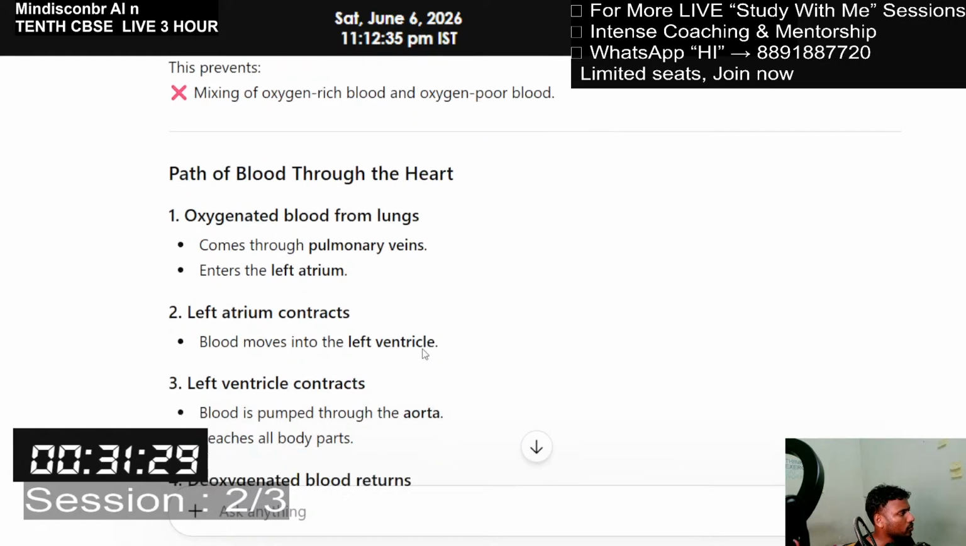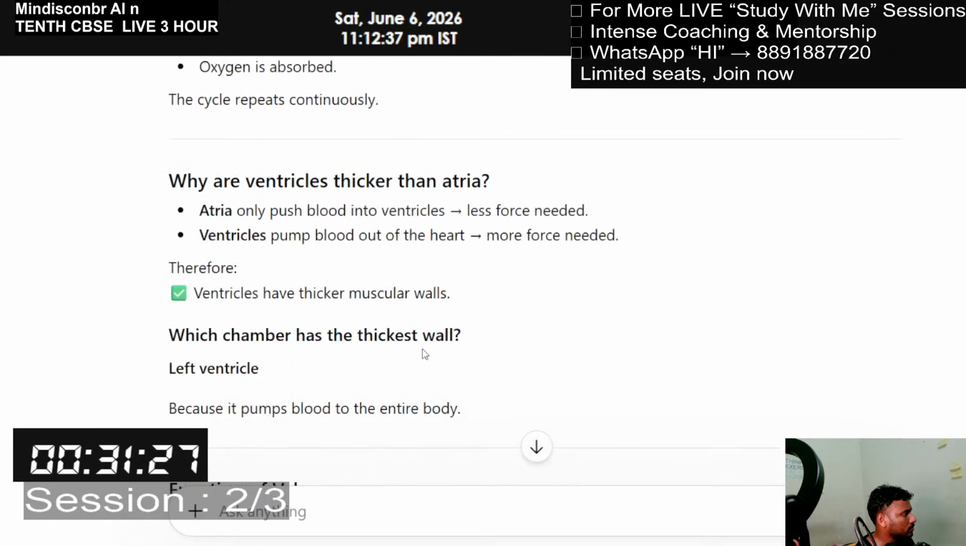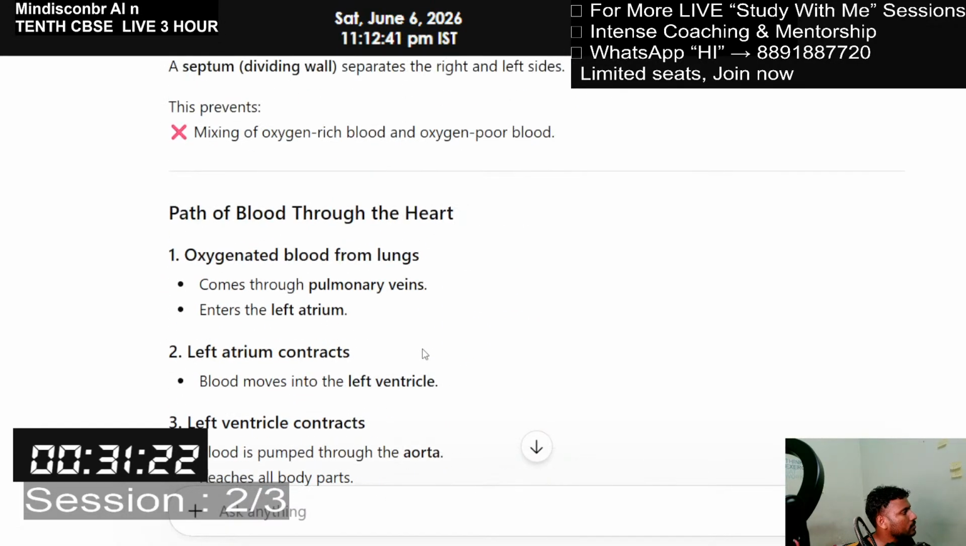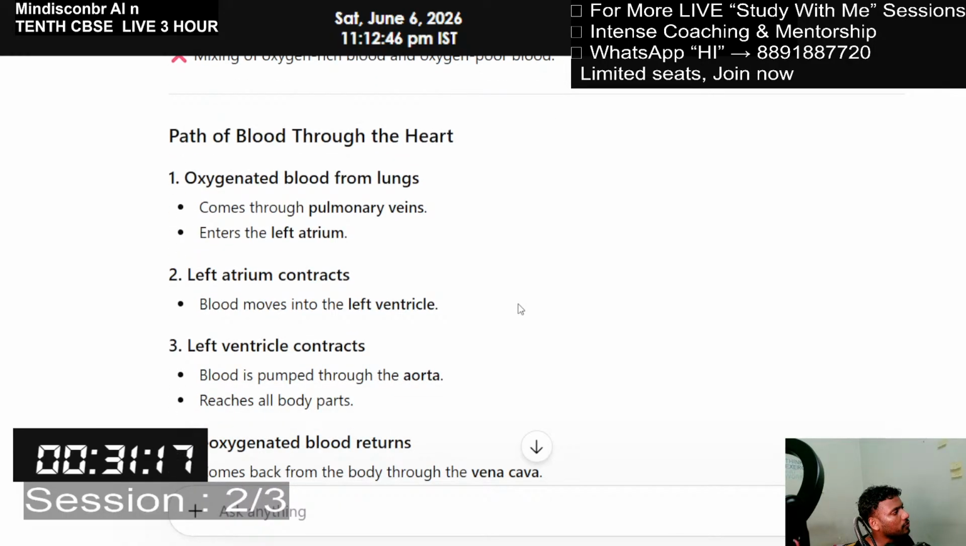So, the path of blood through the heart. First one is oxygenated blood from lungs. Oxygenated blood from lungs comes through pulmonary veins and enters the left atrium. If you get the figure, okay. First, oxygenated blood from lungs comes through pulmonary veins.